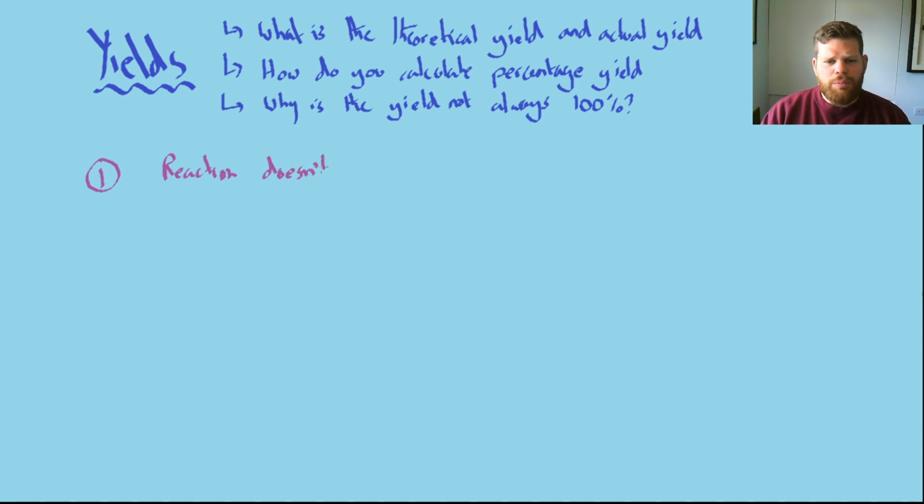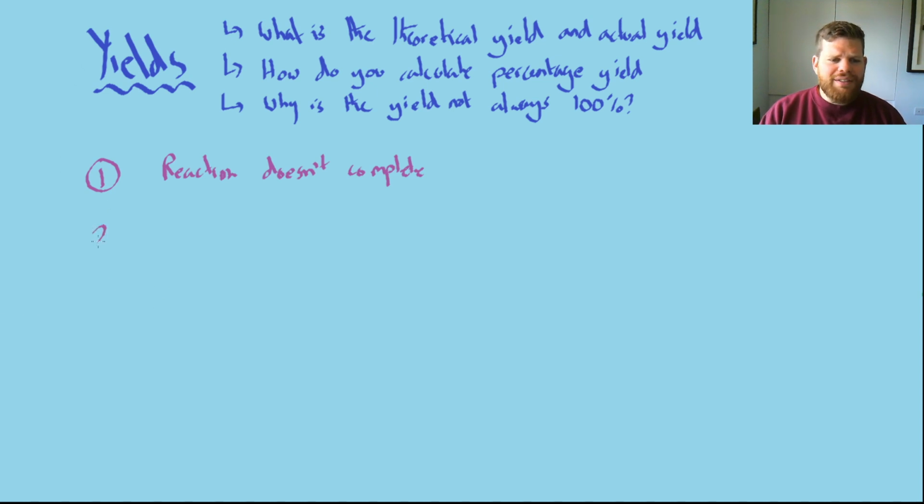Now, this could be because we haven't left it long enough. For instance, if we were hydrolyzing water, we may not hydrolyze all of the water because we just didn't leave it long enough. It's as simple as that. The other thing could be that it's a reversible reaction, and when you've got a reversible reaction, it's very difficult to get 100% yield. So that's the first one, that the reaction doesn't actually complete.